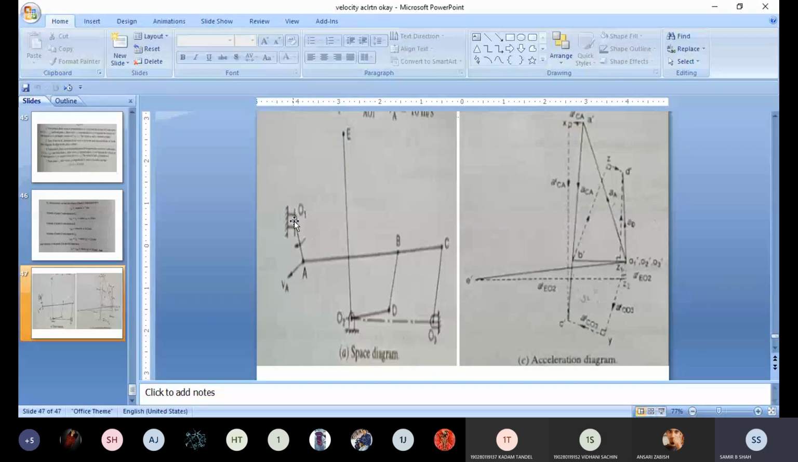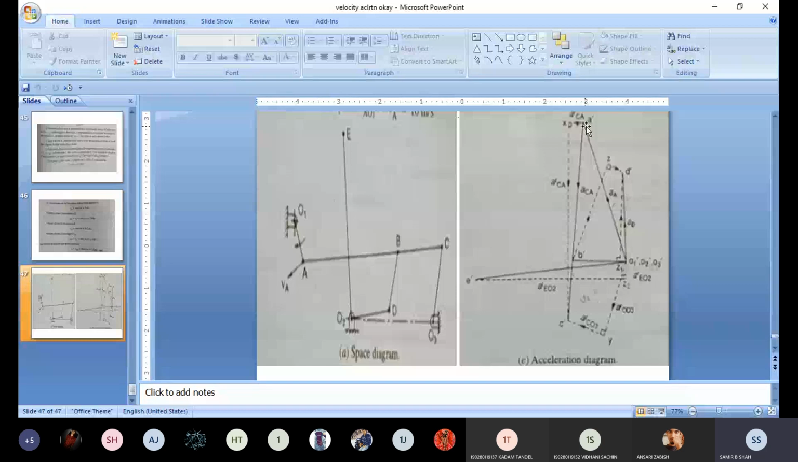Talking about O1A. Now talk about the AC link. From point A dash, we have... just see very carefully each and every point. Then if you have an error or a query, you can ask me or mention it in the comment box, so I can give you the proper guidance.